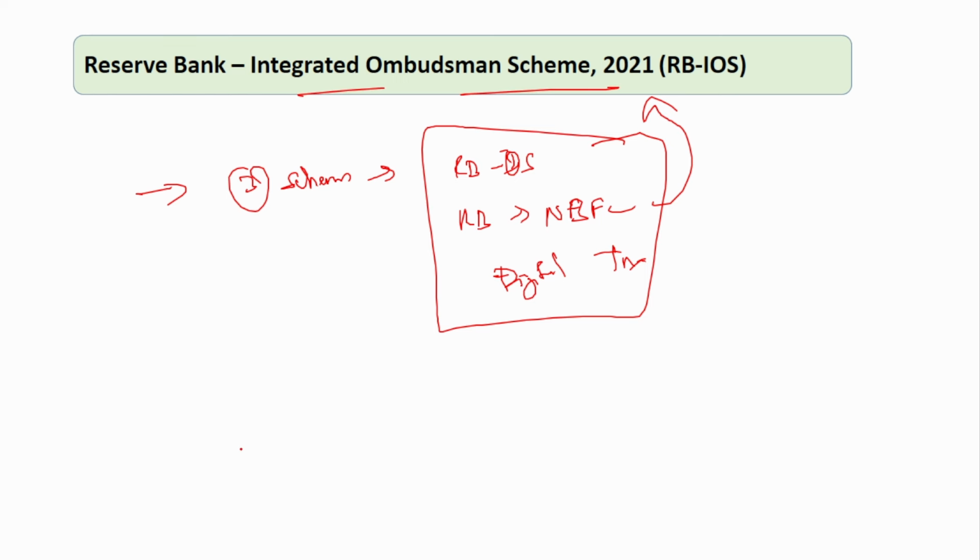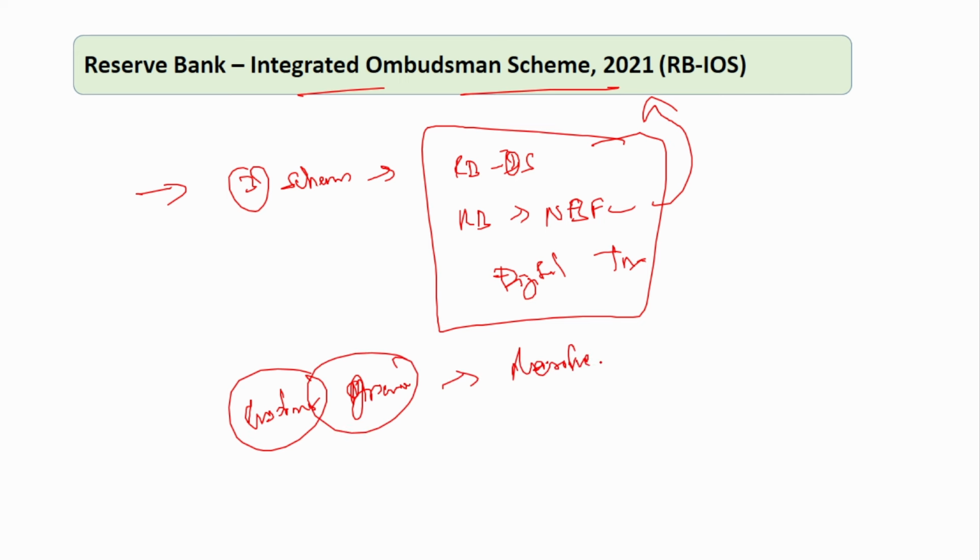So basically, what is this integrated ombudsman scheme? This is to resolve customer grievances. Address the customer grievances as soon as possible and also resolve them. That is the main objective of this integrated ombudsman scheme. The RBI appoints the integrated ombudsman, and a deputy ombudsman is also appointed by the RBI. So what do they basically do?